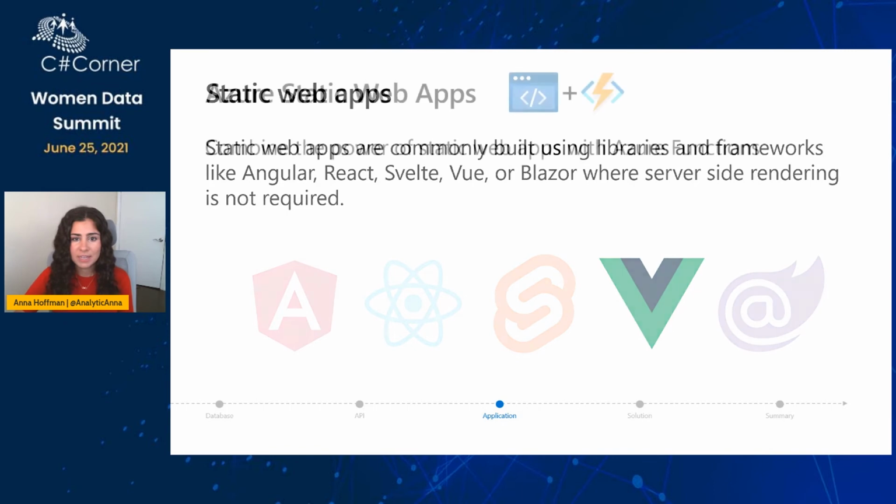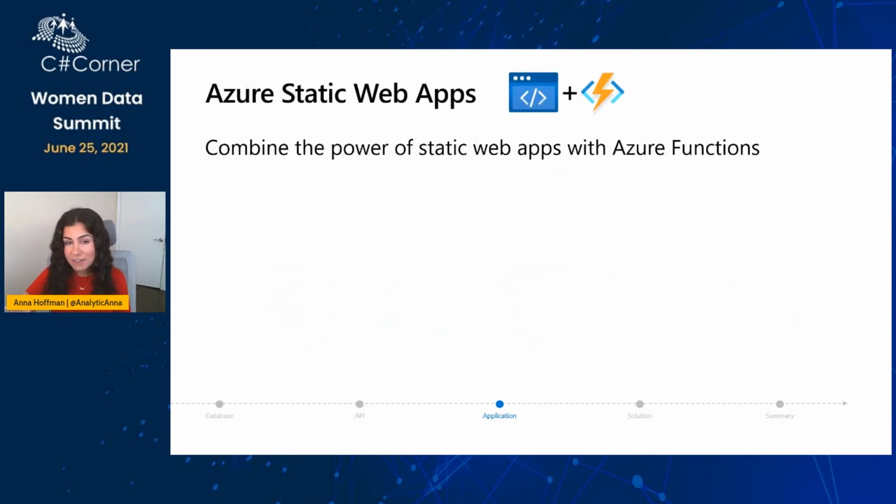So if you want to learn about it, this is a good place to start as well. Now, for our solution, instead of using Azure App Service for hosting, we're going to use Azure Static Web Apps. And I really love Azure Static Web Apps because it's combining the power of static web application hosting with Azure Functions. So some of the stuff you already saw, we're now combining it all in one.